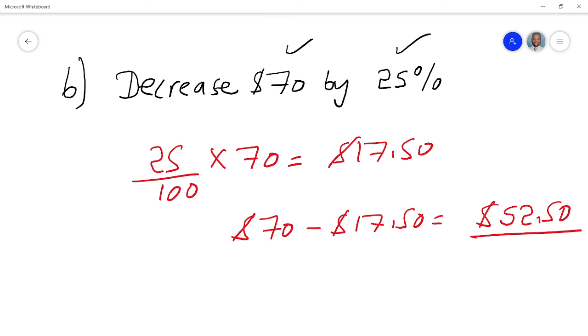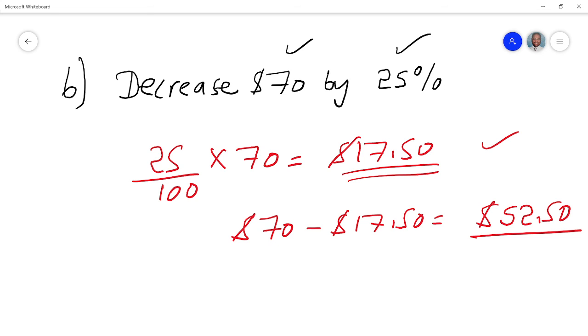So both steps will give you the same answer. Obviously, this step here will take one more step longer than the previous one, but it's good to know what that 17.5 means, because that is the difference. All right, so that's how you work out percentage increase and percentage decrease questions.